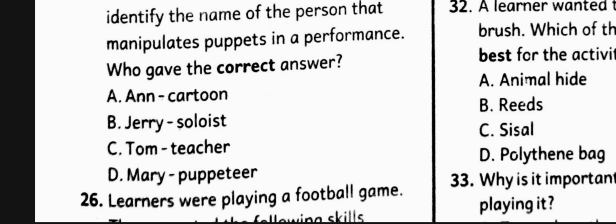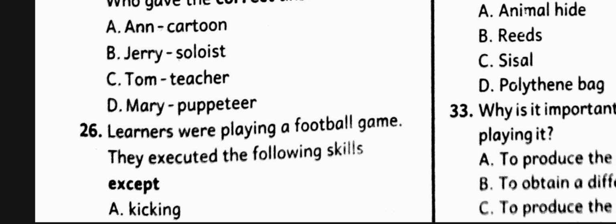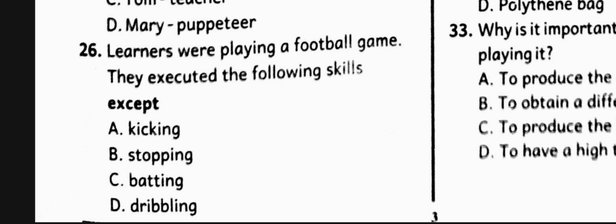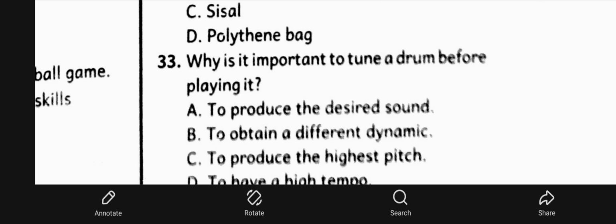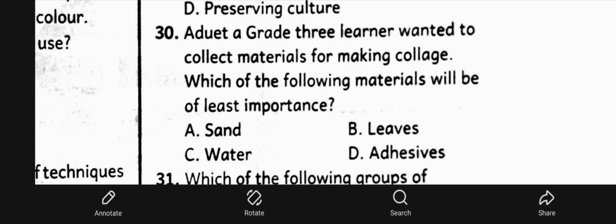Then grade 5 learners were asked to identify the name of the person that manipulates puppets. Who gave the correct answer? The person who manipulates puppets is known as a puppeteer. Of course, Mary is the one who gave the correct answer, puppeteer. Then learners were playing a football game. They executed the following skills, except: kicking, stopping, dribbling. Batting is for rounders. So the correct answer for number 26 is C, batting. That one goes to rounders, but not football.